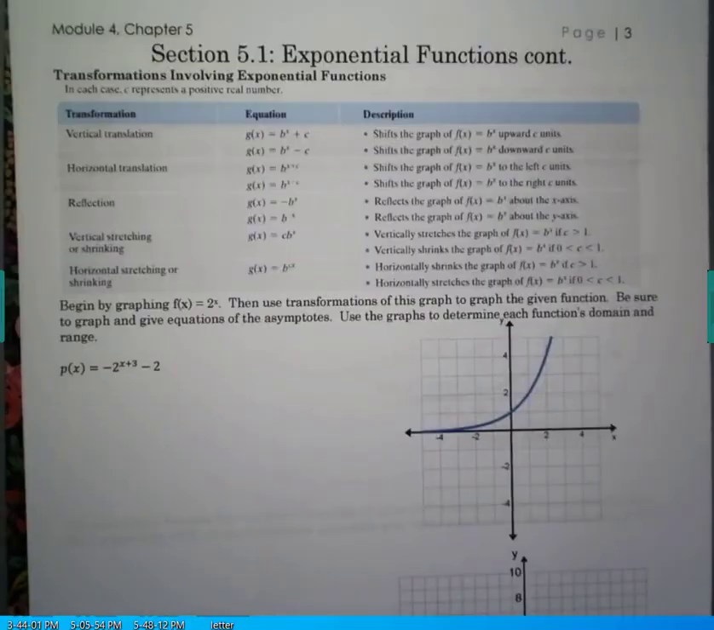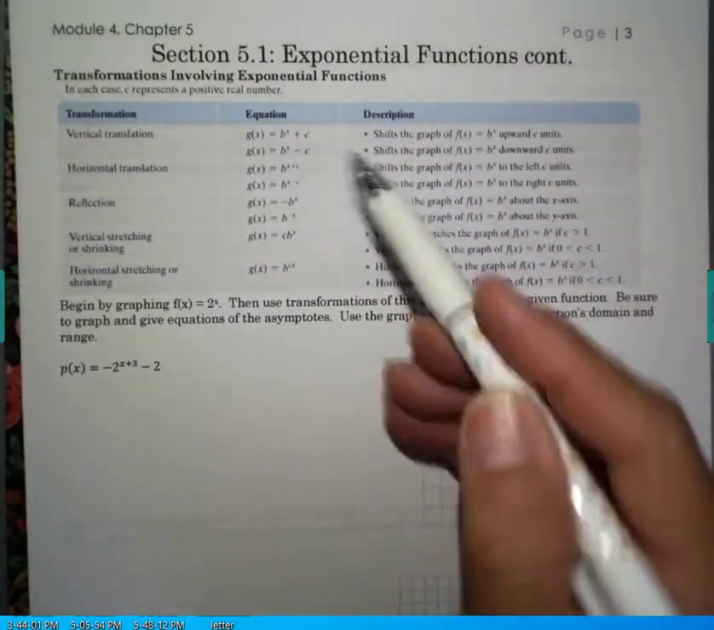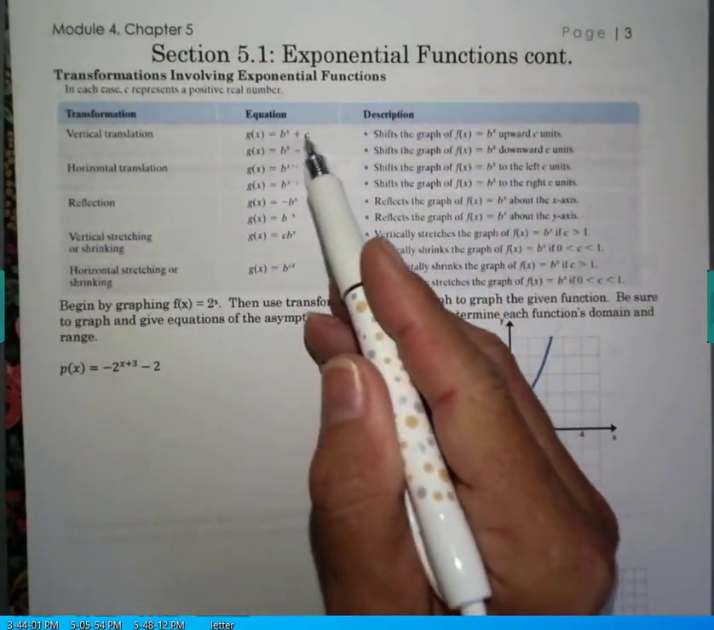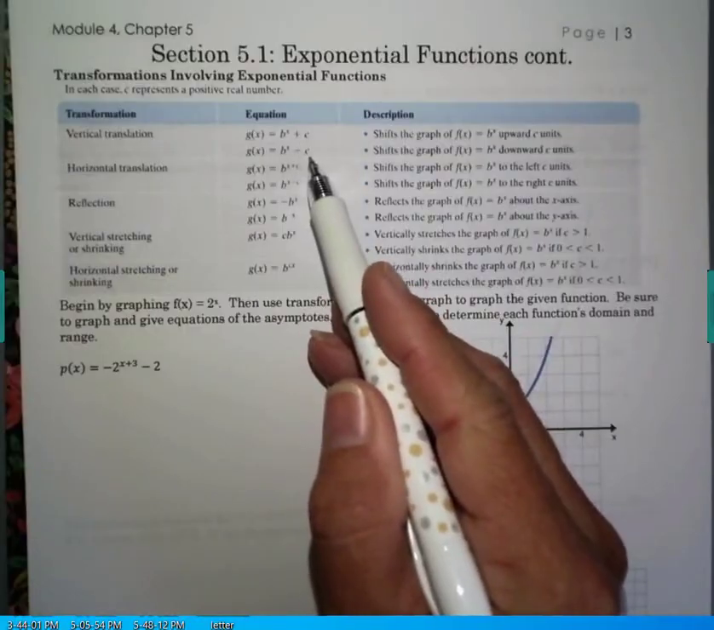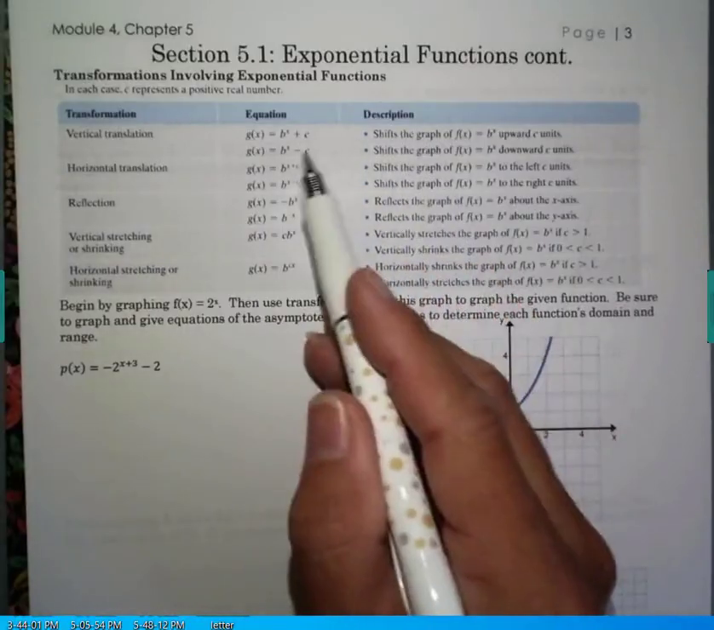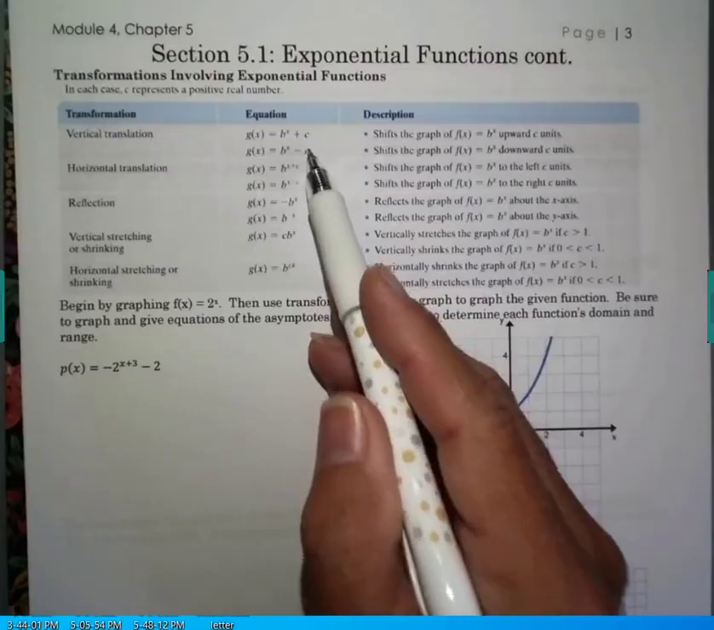Now on page 3, let's look at your transformation rules involving exponential functions. And they're going to be really familiar to you. They're going to be basically the same rules we've been following up until now when we've been transforming our functions. But look at this. What you really want to keep in mind is that if you have a plus or a minus at the very end of your function, it's going to shift either upwards or downwards. That one is easy for us to understand.